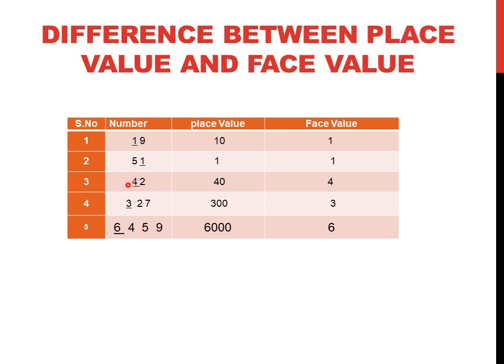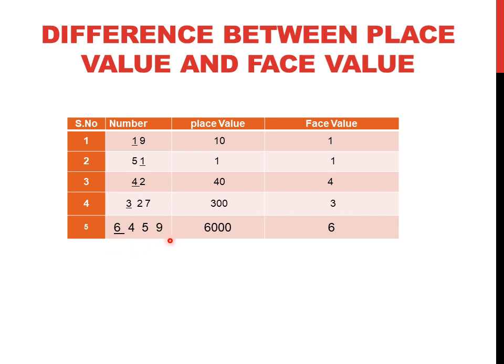Here we have 42. In 42, number 4 is underlined. 4 is in which place? 10's place. So the place value of 4 is 40 and the face value of 4 is 4. Here we have a 3-digit number. In that, number 3 is underlined. 3 is in which place? You are right, it is in hundreds place. So the place value of 3 is 300 and the face value of 3 is 3.